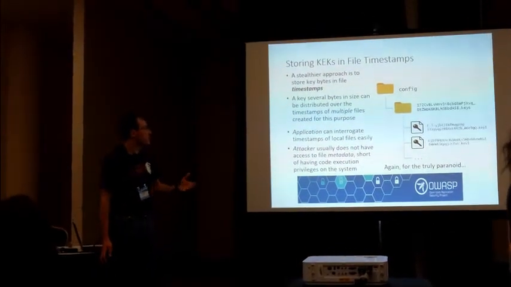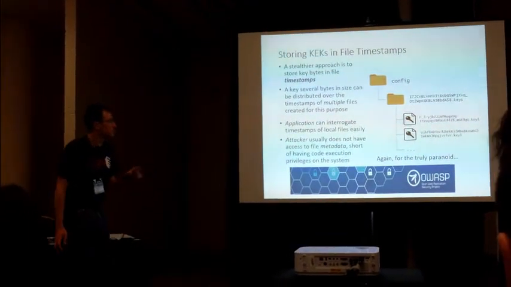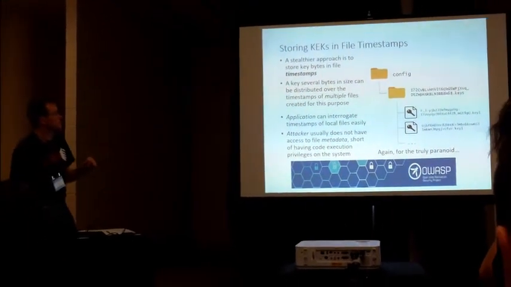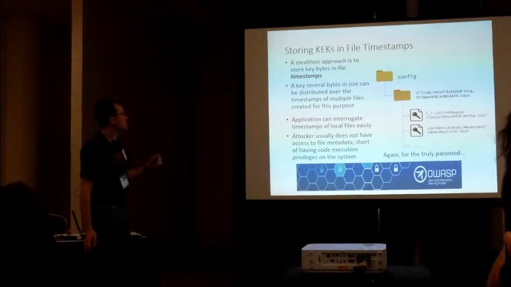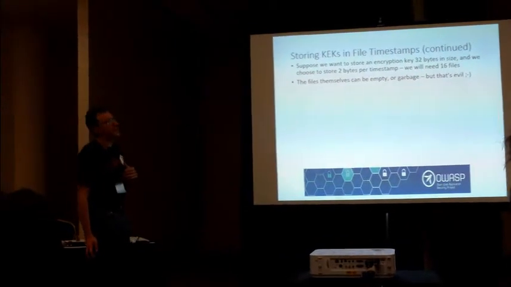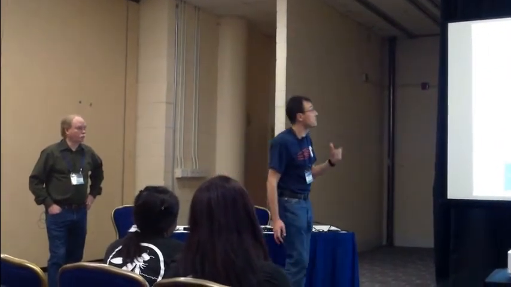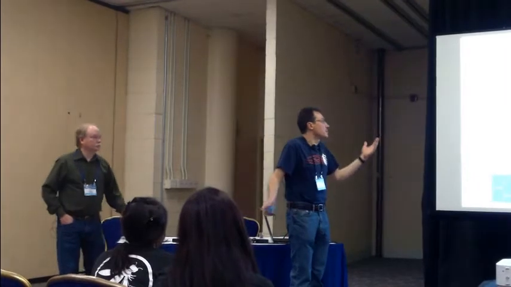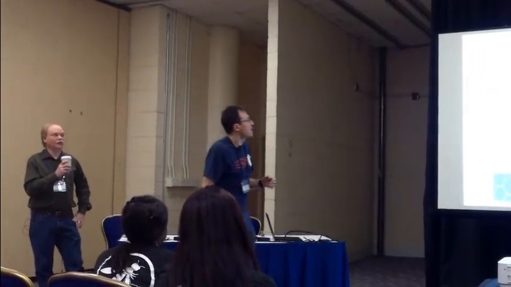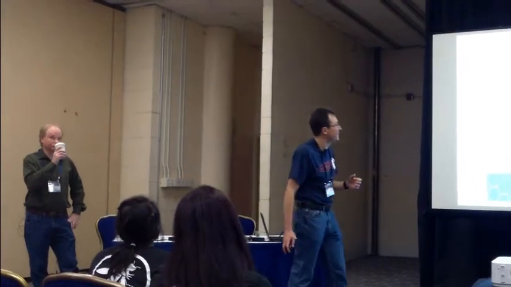Again, if you're paranoid, you can make things a little hard to deal with for the attacker. But again, the principle remains the same. So let's say you have a key that's 32 bytes in size, and you choose to store 2-byte chunks in timestamps. You'll need 16 files to distribute those bytes over. And the files themselves can be empty, or maybe just some random garbage to throw people off the scent a little bit. I love giving hackers a headache.